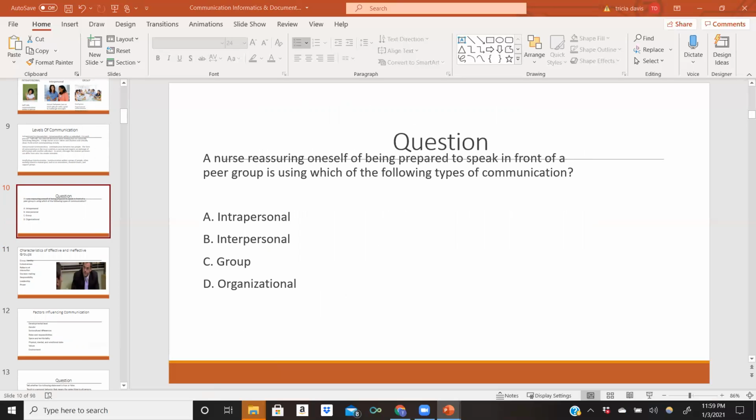So we have characteristics of effective and ineffective groups. Group identity: members value and own the aims of the group. The aims are clearly articulated. The group aims are not of major importance to members. Okay, so that was an example of ineffective and effective.